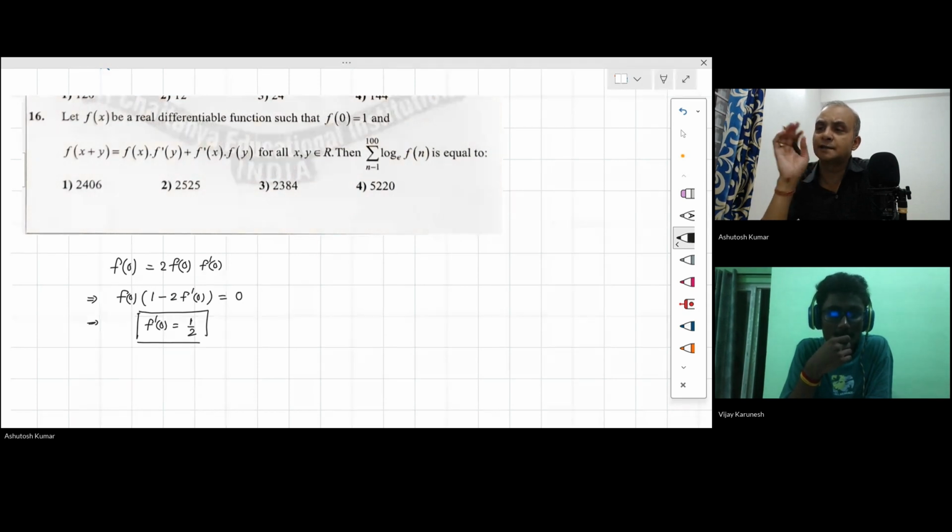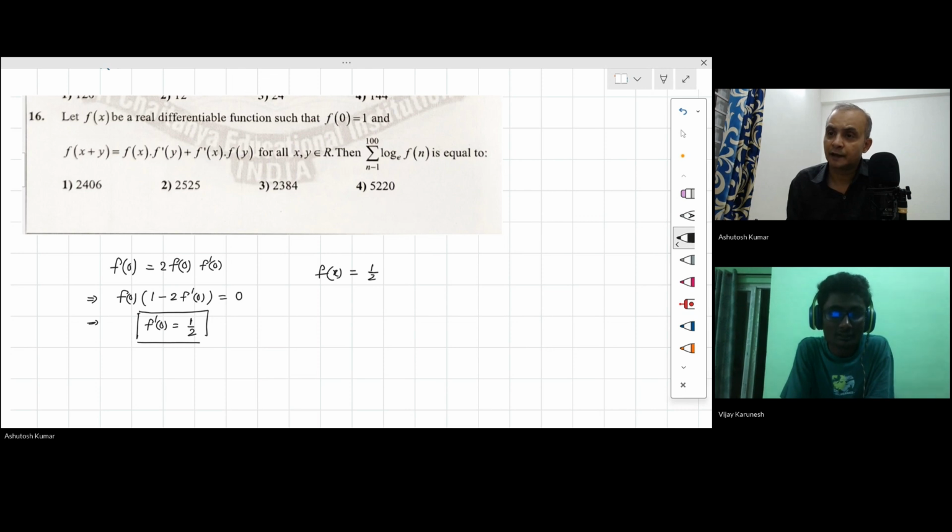Suppose I am substituting y equal to 0 and x equal to just x. Then what do we get? f(x) is equal to f(x) f'(0) plus f'(x) f(0). So what we get is f(x) by 2 plus f'(x), and this f'(0) is 1 by 2, correct? Yes, sir.